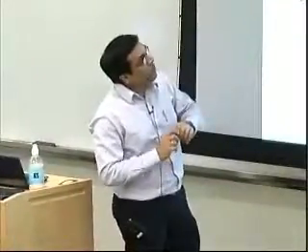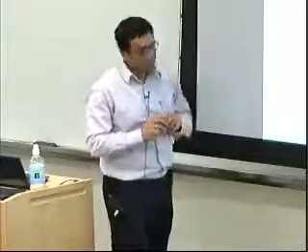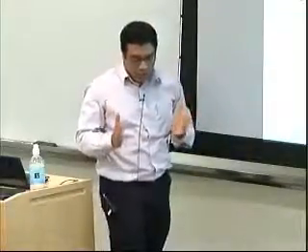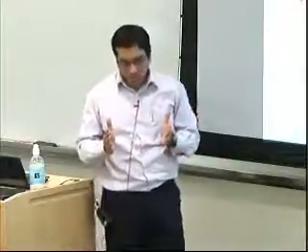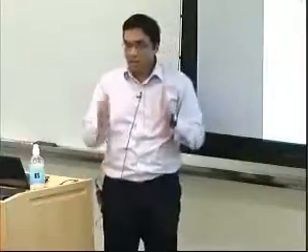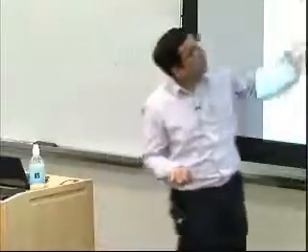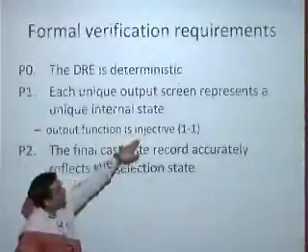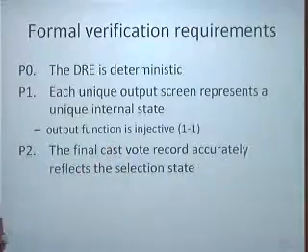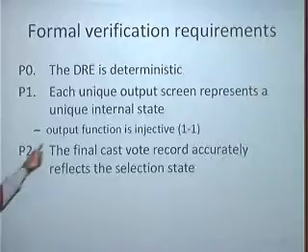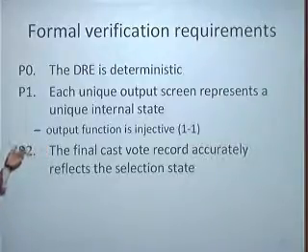The second property that we prove is that for every output screen of the voting machine, there is a unique internal state. Every distinct output screen has a unique internal state. What this means is that the output function is an injective, a one-to-one function of the contest number and selection state. And you can prove this again formally on the code of the machine.